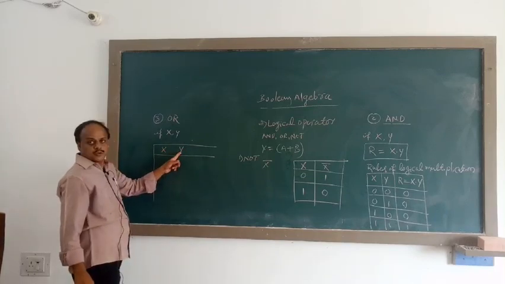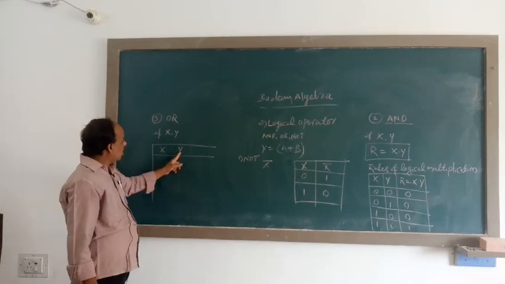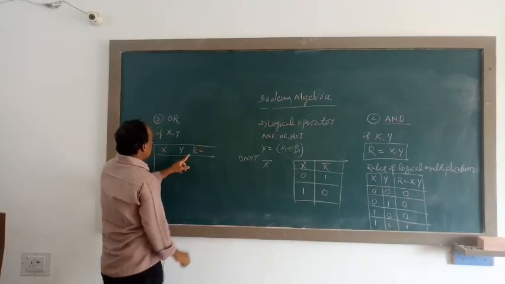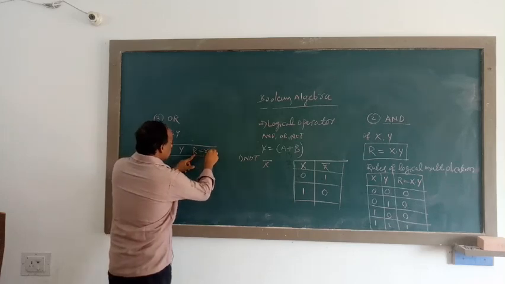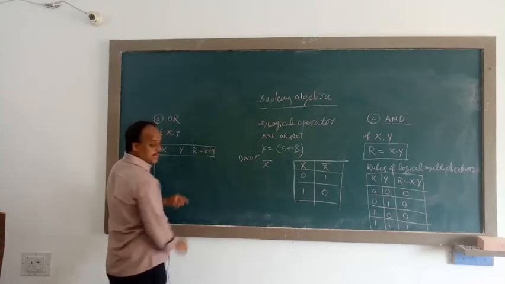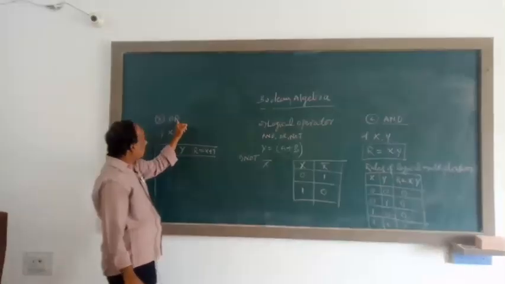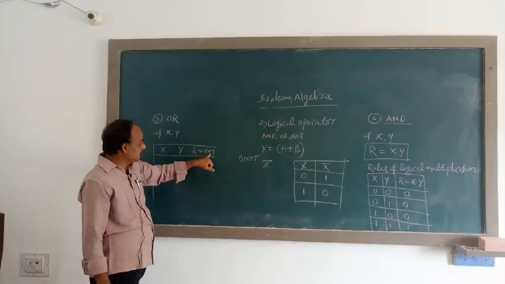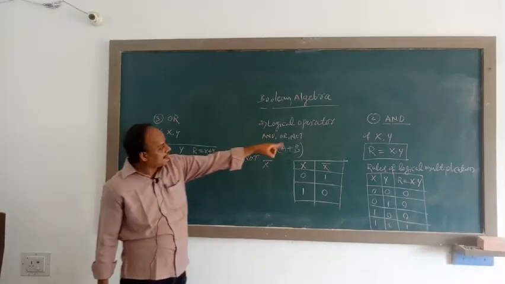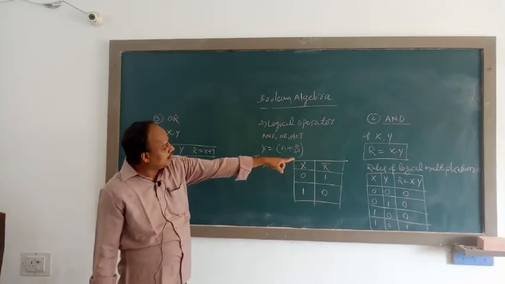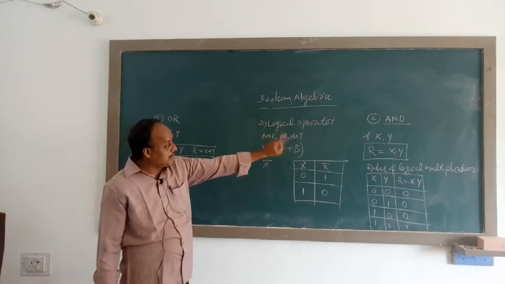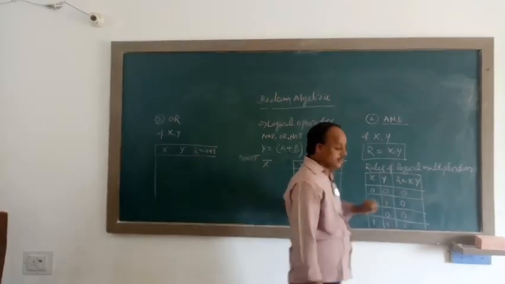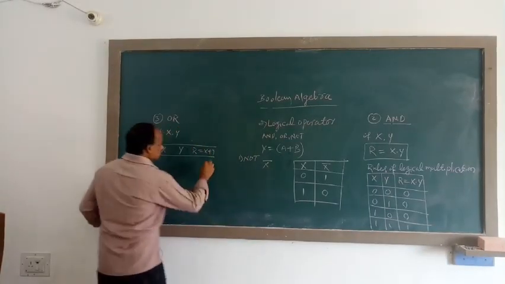So these two are the given two variables. When OR operation is performed, the resultant expression is R is equal to x plus y. X plus y, because logical OR operation means logical addition. That's why plus is here. In AND operation, which means logical multiplication, that's why x dot y is there.